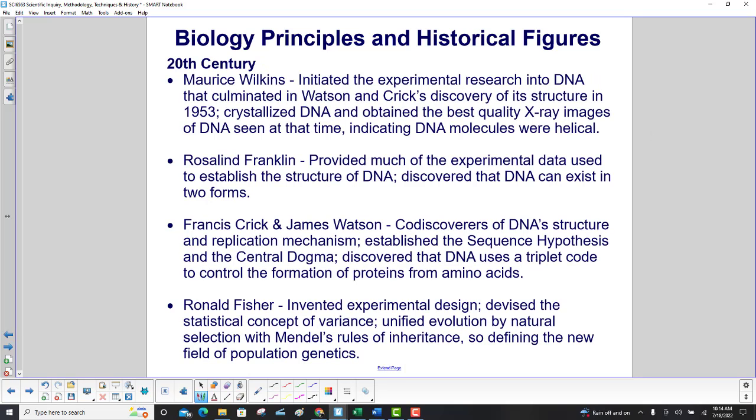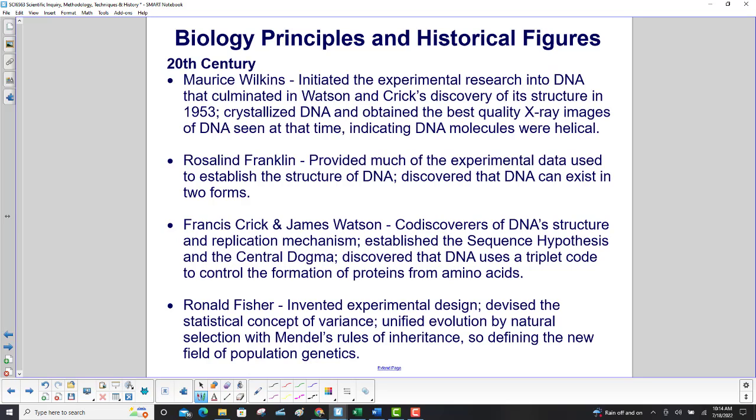20th century, Maurice Wilkins initiated the experimental research into DNA that culminated in Watson and Crick's discovery of its structure in 1953. He crystallized DNA and obtained the best quality X-ray images of DNA seen at that time, indicating that DNA molecules were helical. Rosalind Franklin provided much of the experimental data used to establish the structure of DNA, and discovered that DNA can exist in two forms.